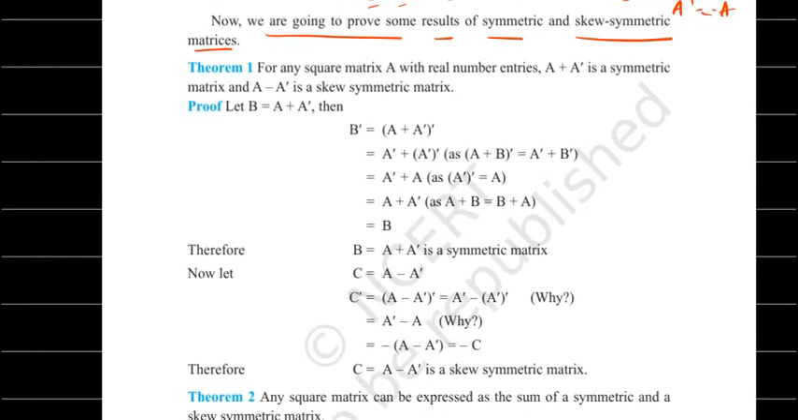There is one theorem. What they are saying is, for any square matrix A with real number entries, A plus A dash is a symmetric matrix, and A minus A dash is a skew symmetric matrix. They need to prove that B is equal to A plus A dash is symmetric. I will solve it here itself.